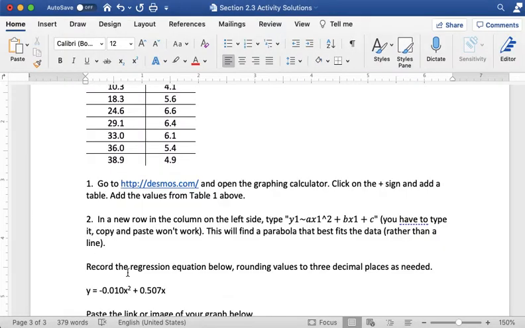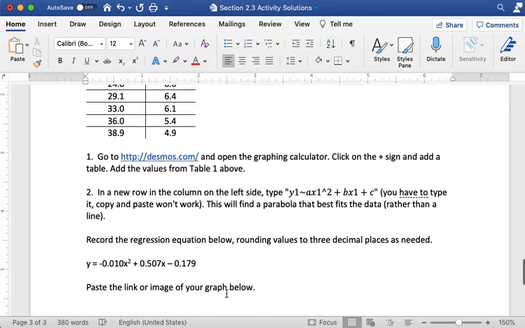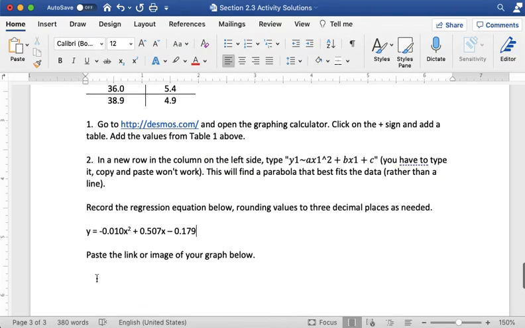Make sure that you are paying attention to the signs. I think that's the easiest way for people to make a mistake with these and get something marked wrong when they're doing the homework or on a test, because they forget to put a negative sign in. So make sure that you're paying attention to that. And then lastly, I want to paste the link or image of my graph into my notes.